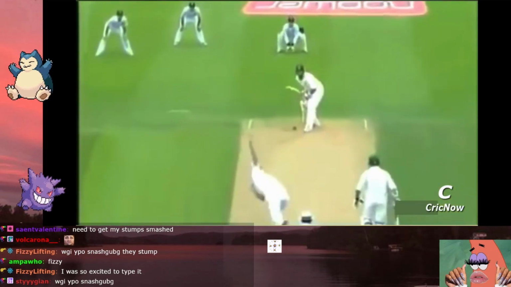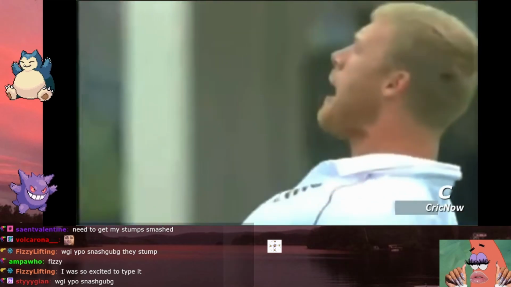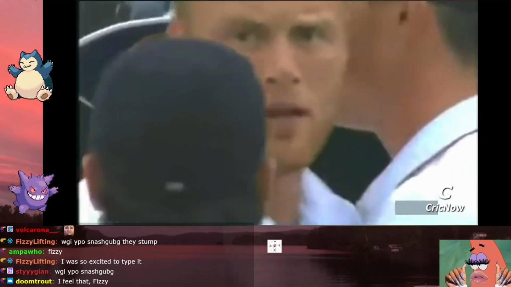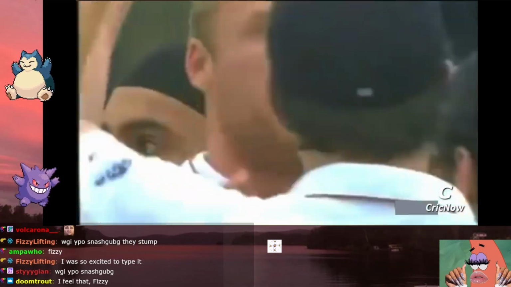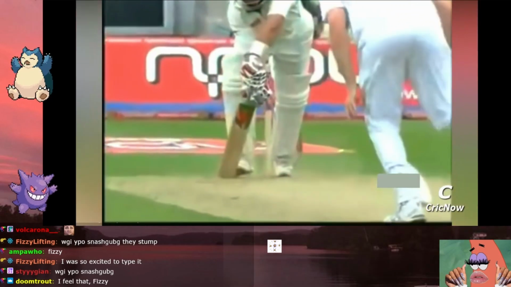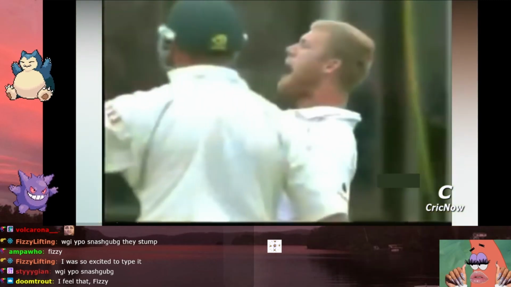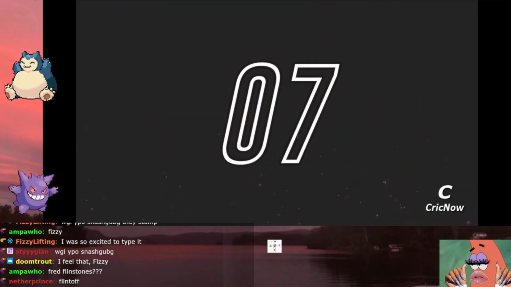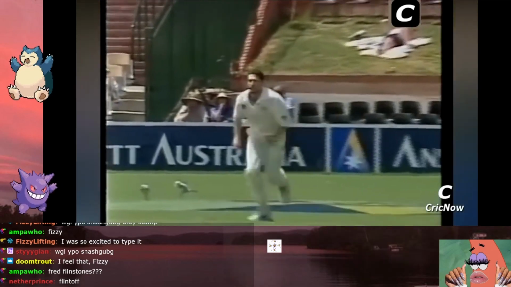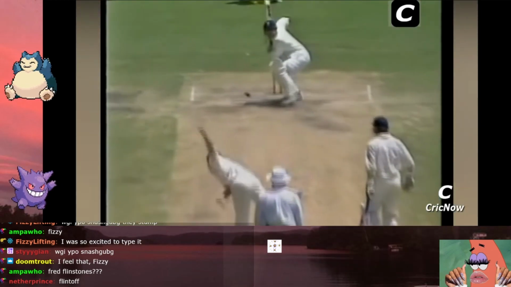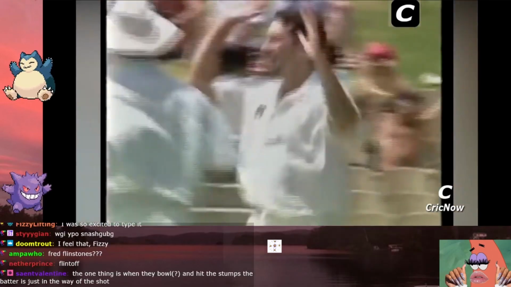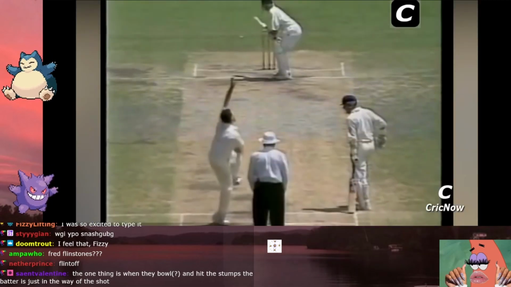I can't tell who's bowling here. Oh, that's Freddie Flintoff. I don't have a fun fact about Freddie Flintoff, other than his name is Andrew, actually, but people call him Freddie. I don't recognize him. That might be Jason Gillespie. I'm not sure.